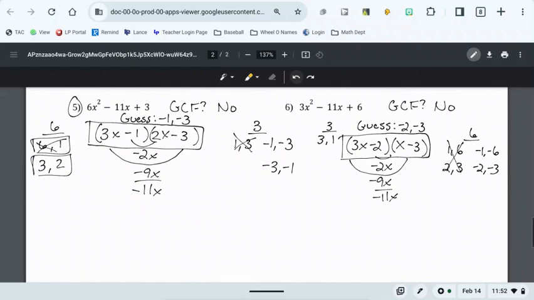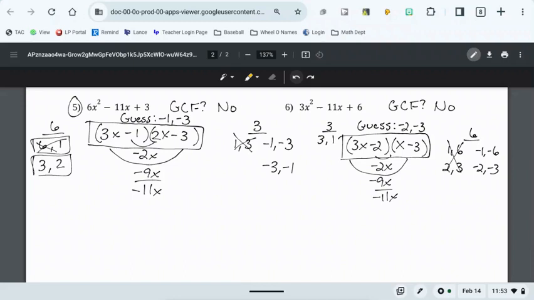Number 6, again, no GCF. Our factors for 3 are 3 and 1. Again, we only want the positive factors of A. Factors of 6: 1, 6, and 2, 3, or -1, -6, -2, -3. Same strategy. Both of our factors need to be positive. Both of them need to be negative. And we are trying to get to a negative number. So I've crossed off those positive factors to eliminate the number of possible guesses I could have. Can really save you some time.